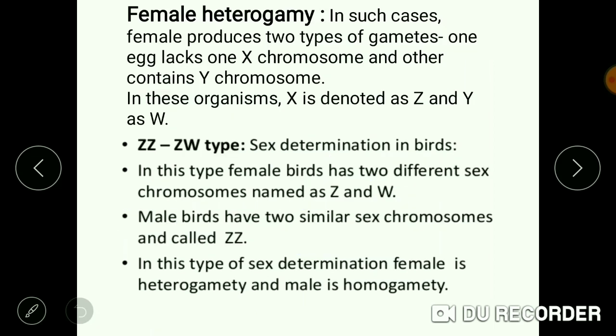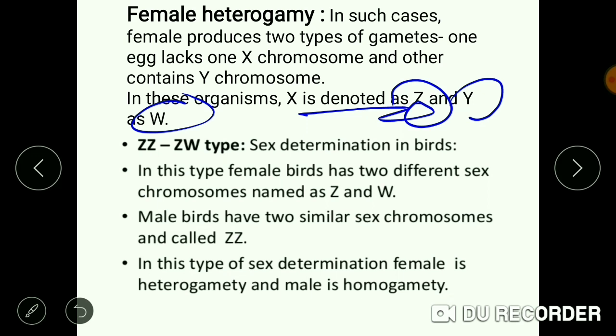Now the next type is female heterogamy. In this, the female produces two types of gametes. One egg lacks one X chromosome and another contains a Y chromosome. So in these organisms, X is denoted as Z and Y is denoted as W. So we start with ZZ and ZW type of female heterogamy.